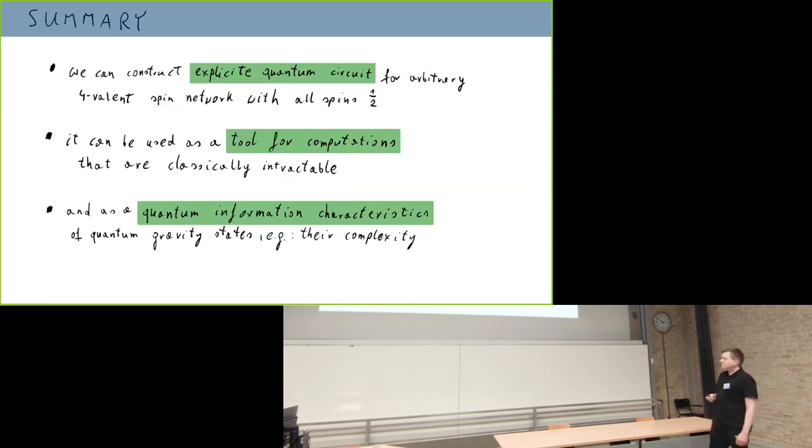Okay, so to sum up, we can construct explicitly quantum circuits for arbitrary four-valent spin networks with spins 1/2. And it can be used both as a tool for computations that are classically hard to do, and also as a quantum information characteristic of quantum gravity states. Because, for example, we can obtain some measure of complexity of quantum gravity states by just looking at the number of gates required to obtain this state. Okay, so thank you for your attention.